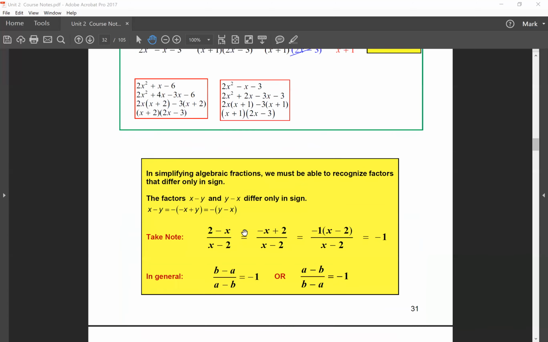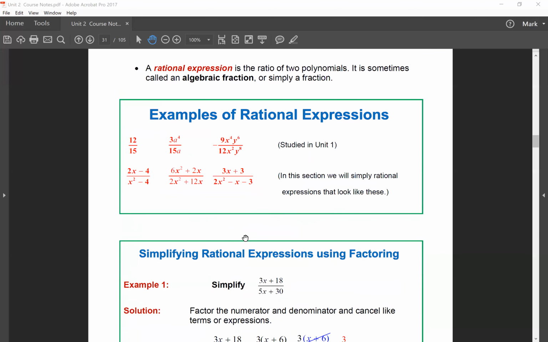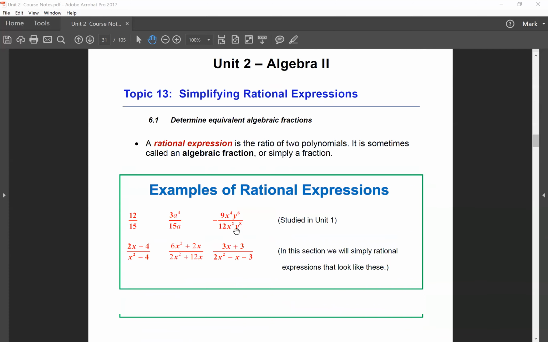Shouldn't take us too long here. Topic 12 was huge.